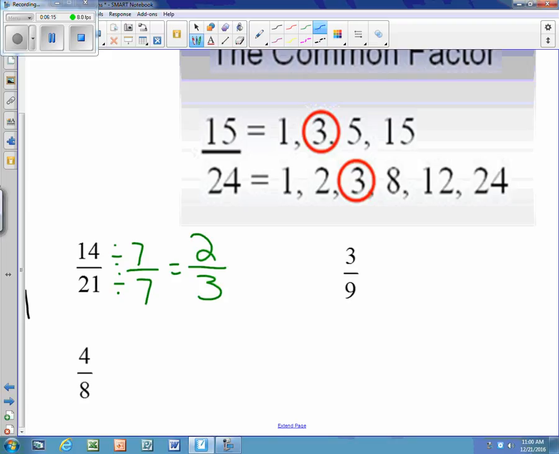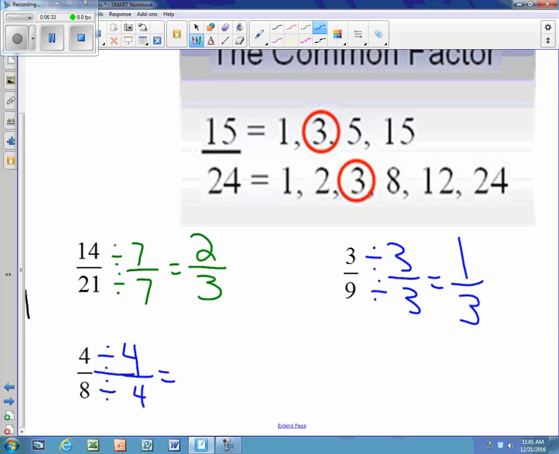Next we have 3/9. 3 can go into 9, so I know that 3 is the GCF. And I end up with 1/3. 4/8. 4 can go into 8, so I know I can divide to reduce to simplify. And I end up with 1/2.